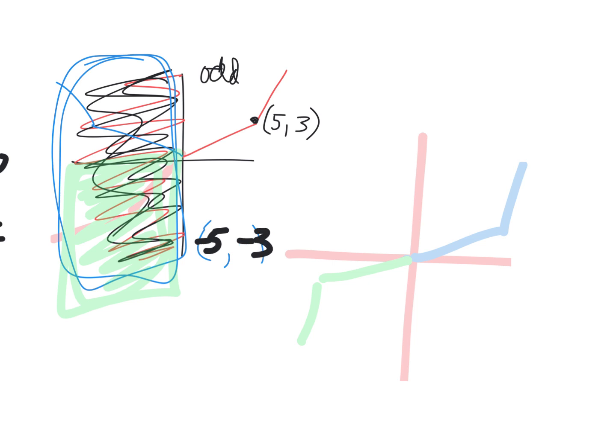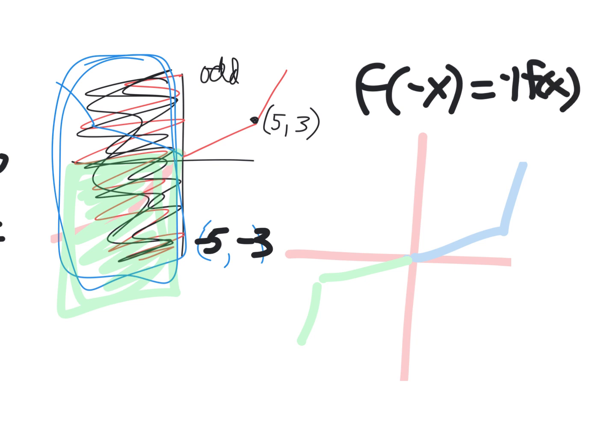Now, how do you know? Well, on odd ones, do you remember the rule is you put in the opposite of x, and on an odd one, you get the opposite of the y. f of x is y. That's what this means. Put in the opposite of x, you'll get the opposite y value. So here we put in the opposite of x and we get the opposite y value. So -5, -3. Okay.